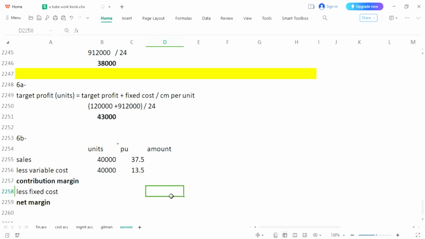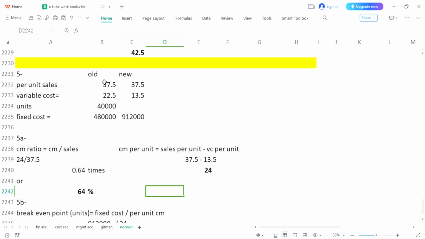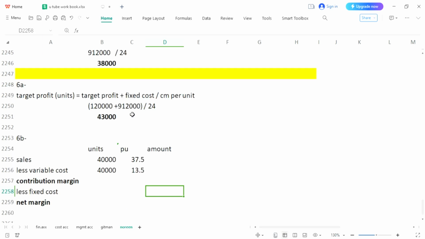Fixed cost, okay, in 5th point the new fixed cost was 9,12,000. Put it over here, 9,12,000. So everything is completed. It's time to calculate. The amount of sales can be calculated by multiplying units into per unit. Your units are 40,000 and we need to multiply it with the per unit sale price, which is 37.5. So in this way the new sale has arrived.